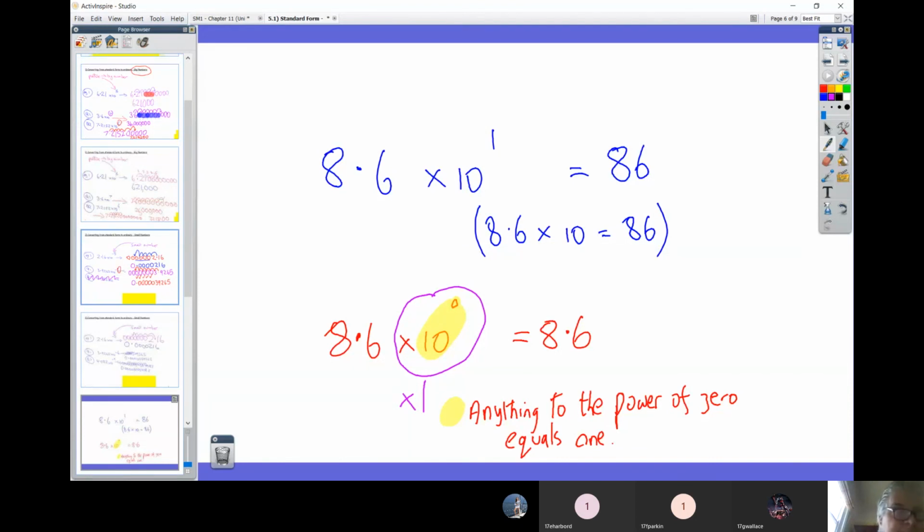So if you find in the Hegarty Maths exercise you get any questions where you've got a number times 10 to the power of 0, your final answer is just that number. Okay, so 7 times 10 to the 0 is just 7. 25 times 10 to the 0 is just 25. So whenever you've got times 10 to the 0, the number doesn't change, because times 10 to the 0 means times 1.